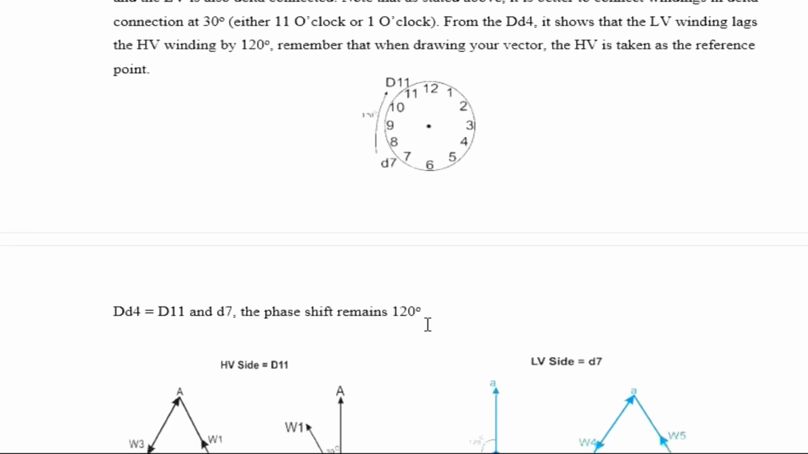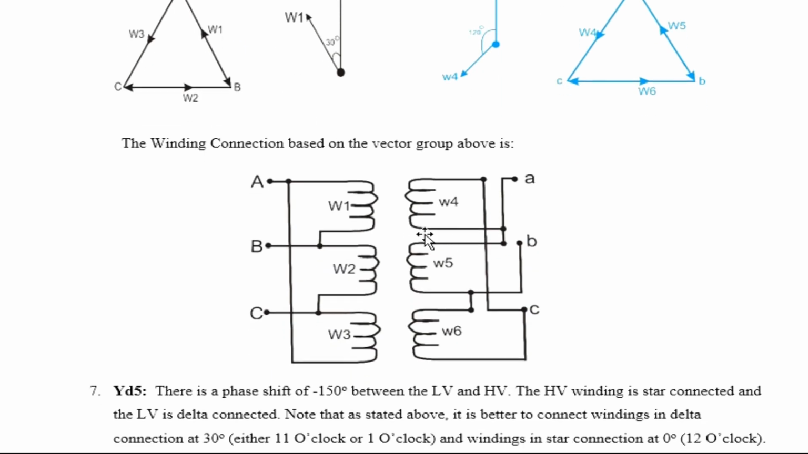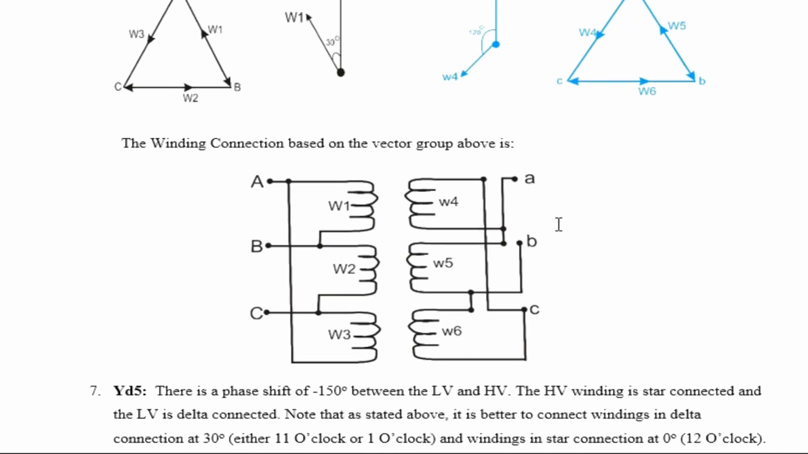When you do that, you are going to get this diagram. So DD4 means D11 and d7, which is 120 degrees apart. This is your diagram for D11 and this is your diagram for d7. By the time you combine the two, you will get this drawing. This is the winding connection for D11 and this is your winding connection for d7.